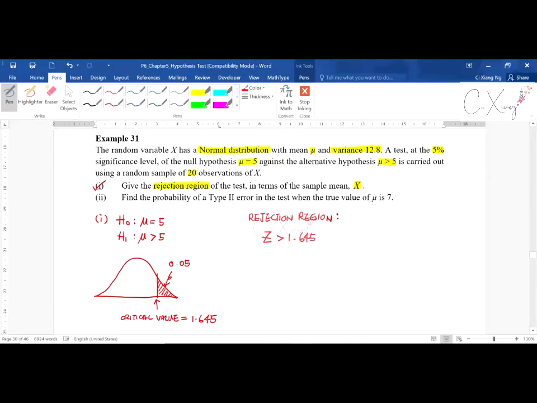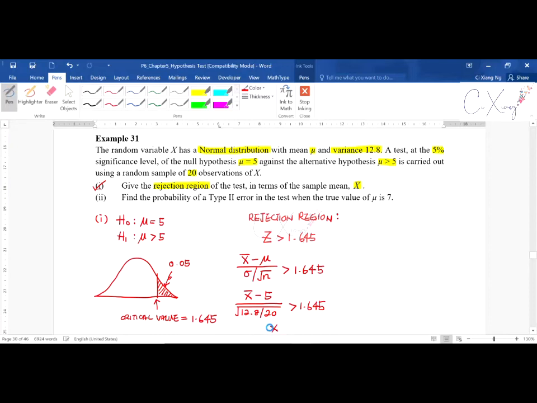Okay, so what is Z here? What is the test statistic formula in normal distribution? Just like I told you, Z is actually the sample mean minus the population mean, divided by the standard deviation over square root n. So when it is more than 1.645, then you reject the null hypothesis. Okay, so I substitute all the values in. Sample mean is 5, then variance is 12.8, n is 20, more than 1.645.